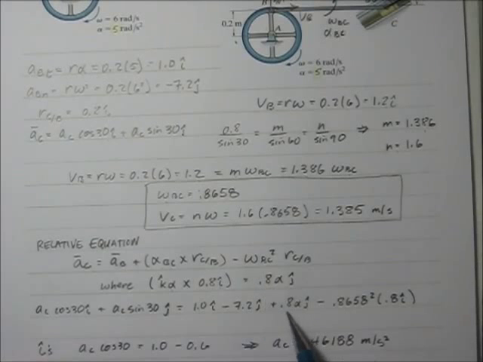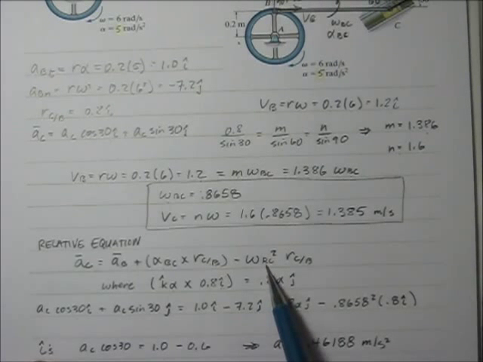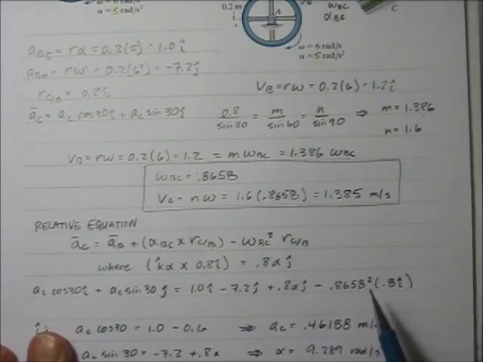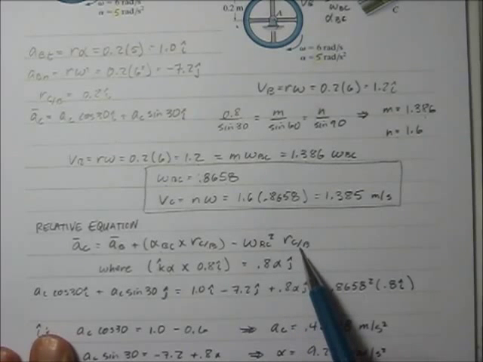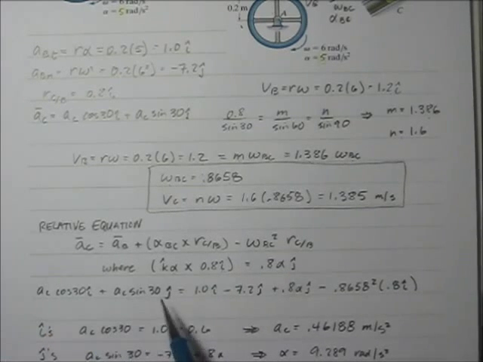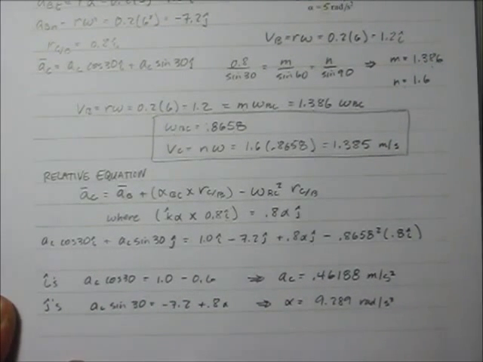We already solved that to be plus 0.8 alpha in the j direction. And then the omega squared component, minus omega squared. I solved for omega up here, it is 0.8658, so that term is squared, times the r-with-respect-to term of 0.8 i, and so I just multiply that out. So again, I'll have an i term and a j term on each side. The way to solve this then is that we're looking for alpha as an unknown, and we're looking for the magnitude of AC, which is unknown. So we combine our i's and our j's.